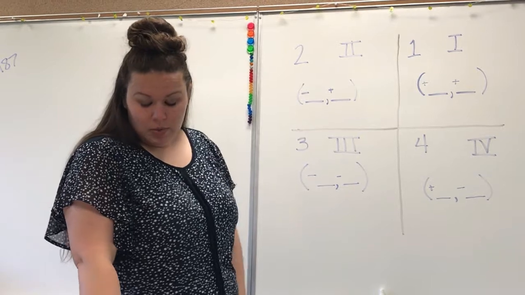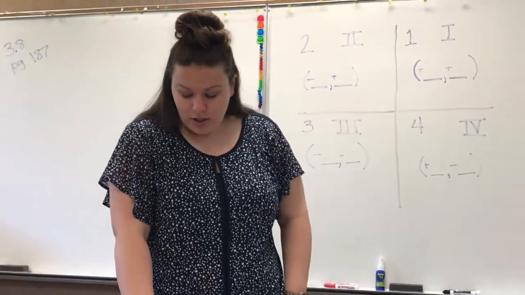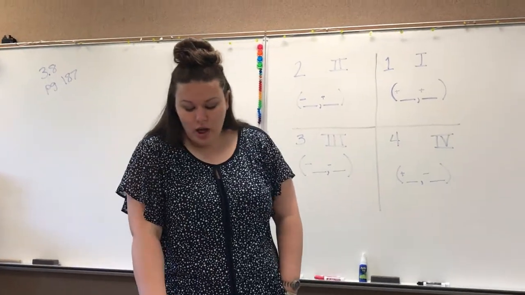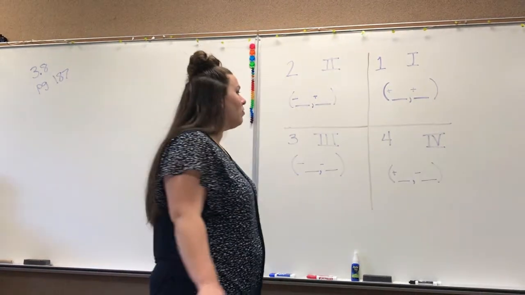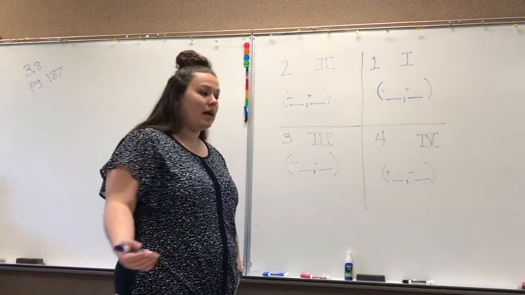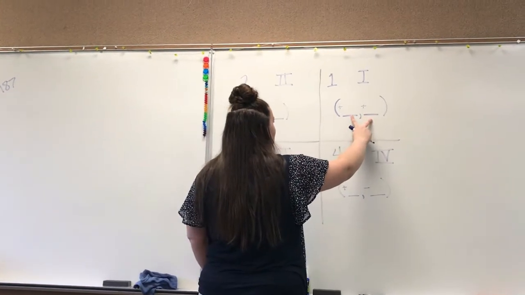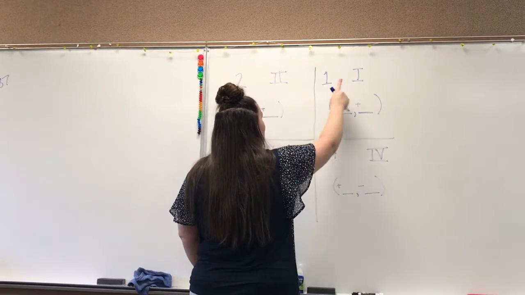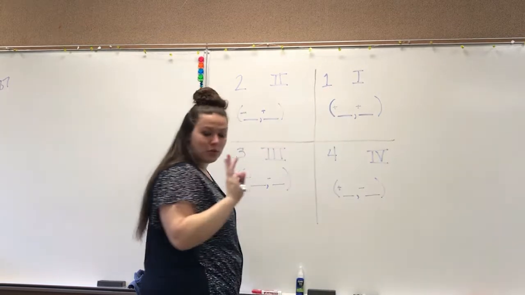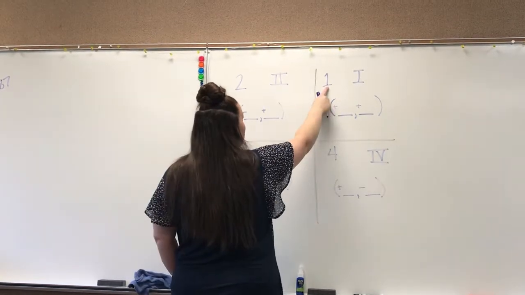Looking at problem number 3 in your book, it says 3, 7. I didn't see any negative numbers in front of that. So both of them are going to be positive. Here's my 2 positive symbols. So I know that the answer to number 3 in your book is quadrant number 1.